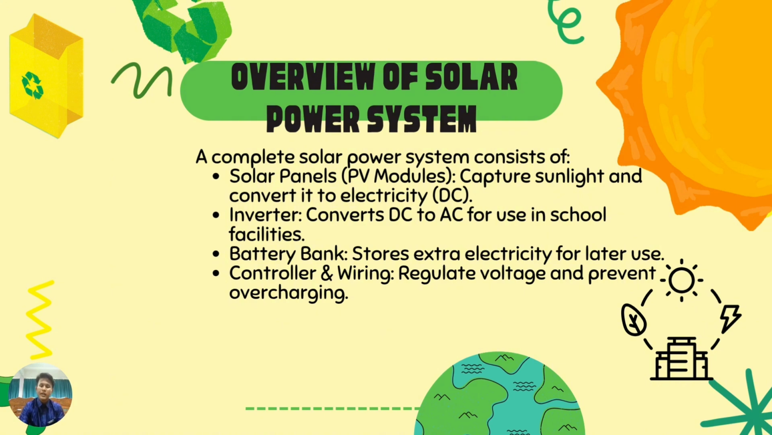The next is inverter, which is just to change the direct current to alternating current that can be used safely to power light, fan, or others. The third is battery. Batteries store any extra electricity generated during the day. The stored energy becomes very useful at night or during cloudy day when sunlight isn't available. The last is controller and wiring. The function is to regulate voltage and prevent overcharging.